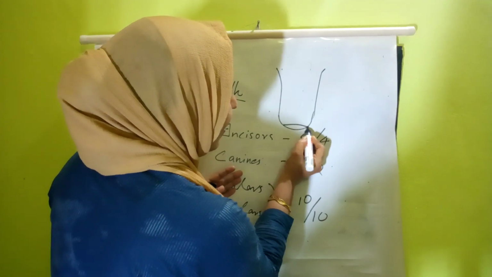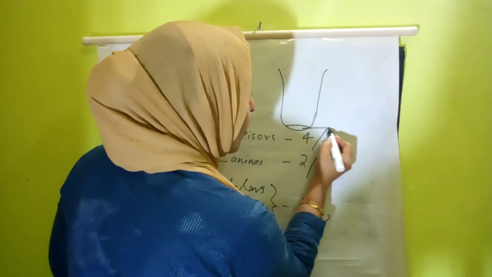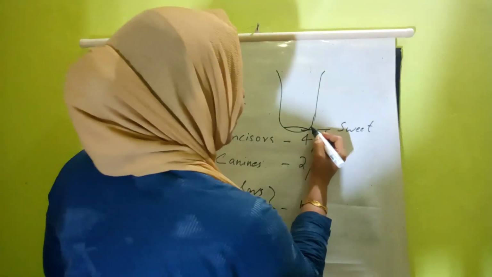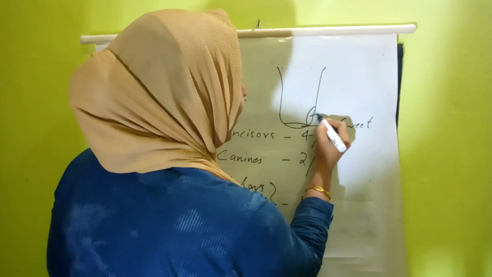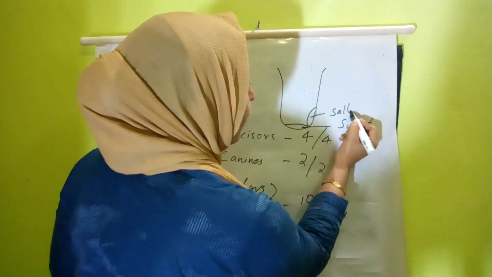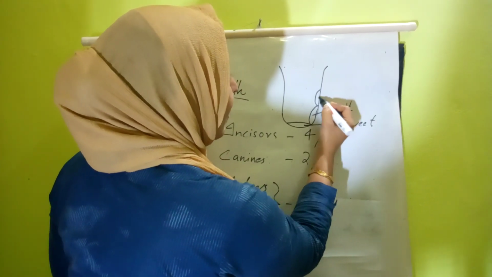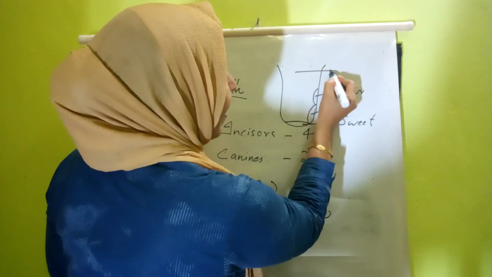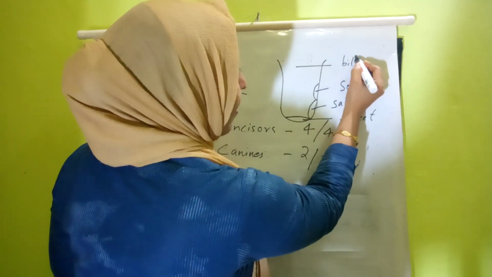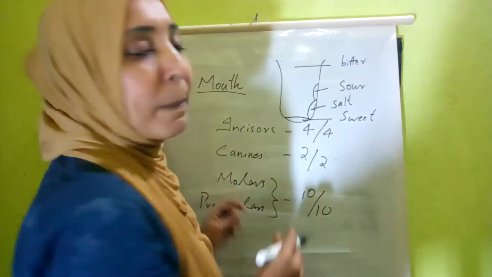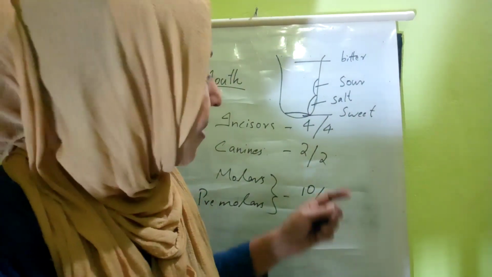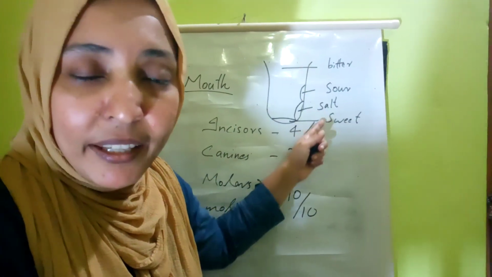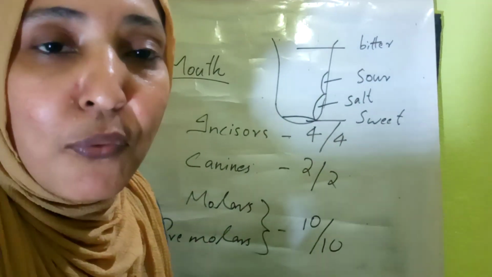The tip of the tongue is usually meant for sweet. Then just near to this area, this is usually for salt, and near to here we can see this is the area for sour, and this is the area, the back, that is usually for identifying bitter. These are the four primary tastes: sweet, salt, sour, bitter. These are identified by these different areas of the tongue.